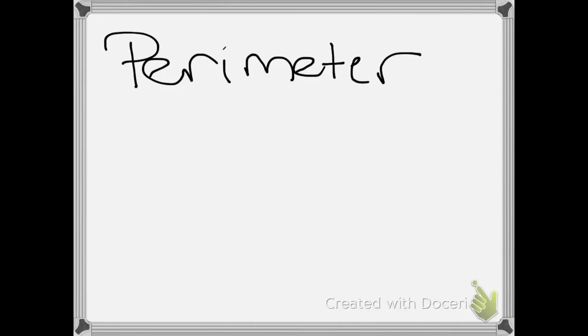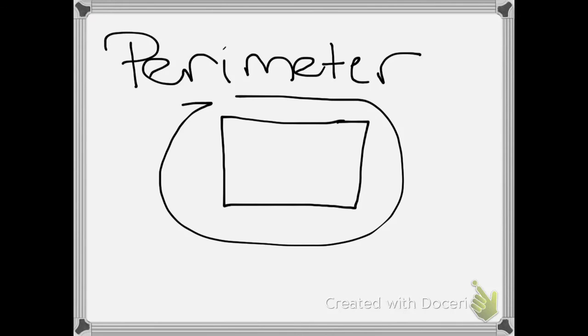Remember, a perimeter is like a fence. We want to find the distance around. Think about building a fence. If you were building a fence in your backyard, you would need the correct measurement. How many yards or feet of fence would you need?